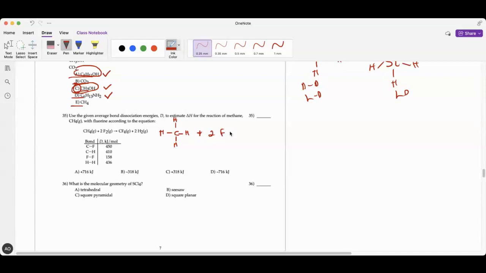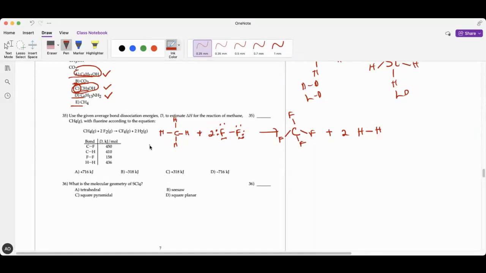So we have the 2 fluorines, okay? I'm just including the electrons just to show you. Let's get more practice for drawing the Lewis structures. Then we have the CF4, so the carbon tetrafluoride. So we have 4. I won't put the electrons on the fluorines. And then we have 2, and then we have the diatomic hydrogen.